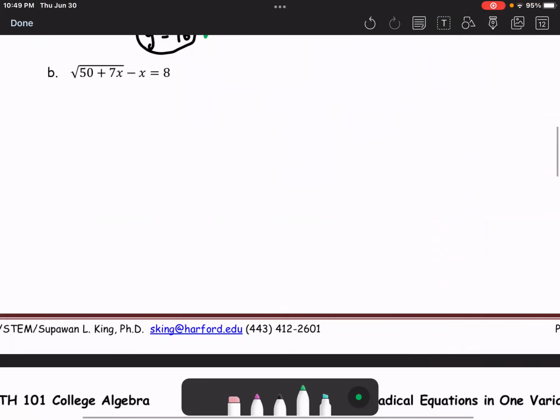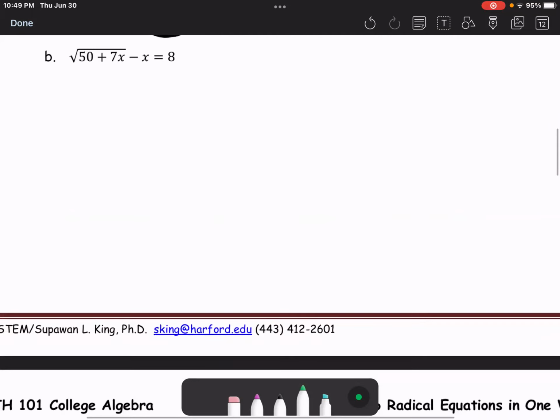The next equation, we have the radical of 50 plus 7x, minus x equals 8. The radical form is subtracted by x, so we are going to keep the radical by itself. So we're going to add x to both sides. And then the left-hand side, just leave the radical form by itself, equals the right-hand side, which is x plus 8.